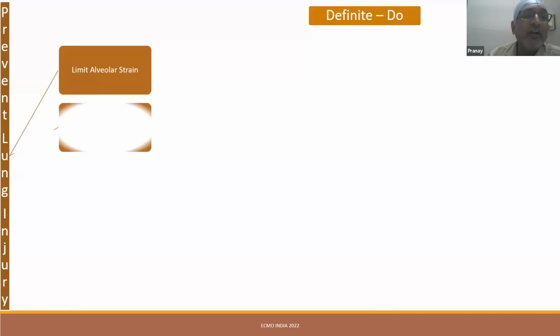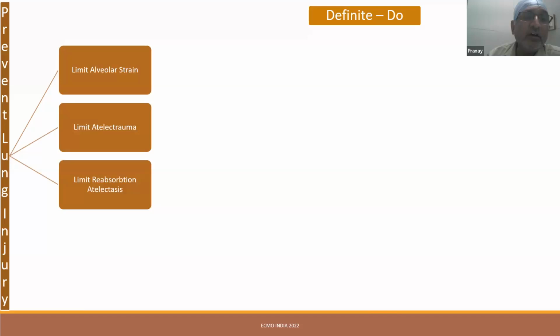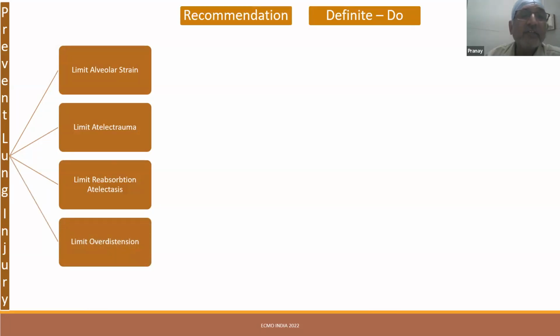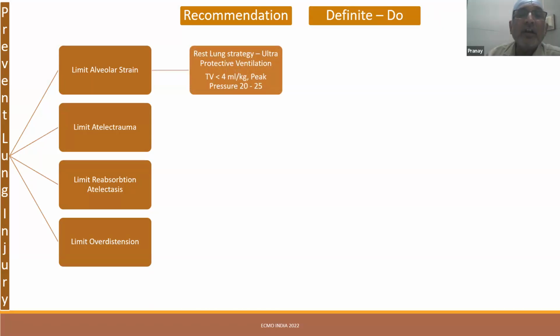So after going through all these, what is definite we need to do is to prevent lung injury. That is definite. We want to prevent alveolar strain. We want to prevent atelectrauma. We want to prevent reabsorption atelectasis, and we want to prevent overdistension. Okay. And that can be done by giving ultra protective ventilation.